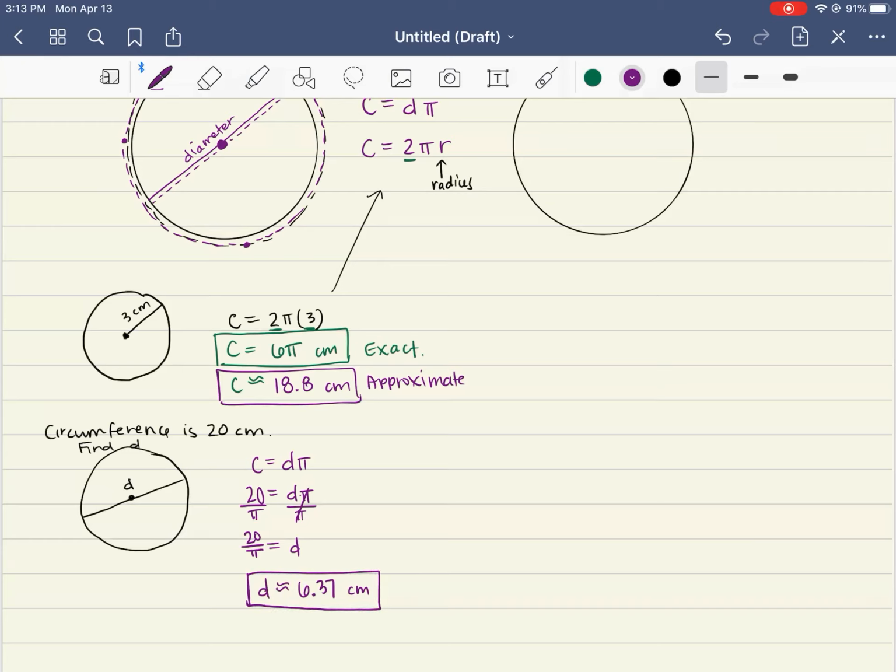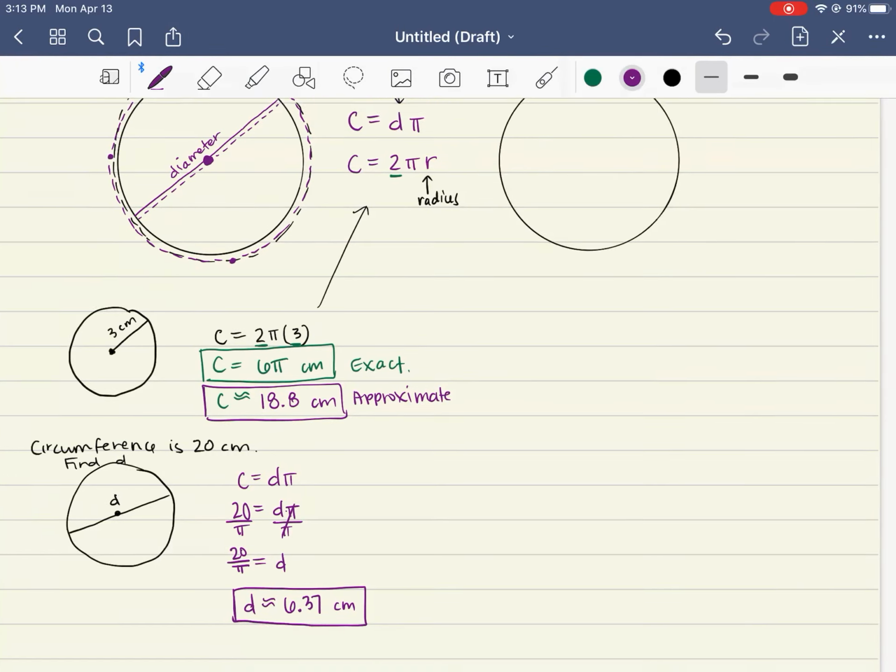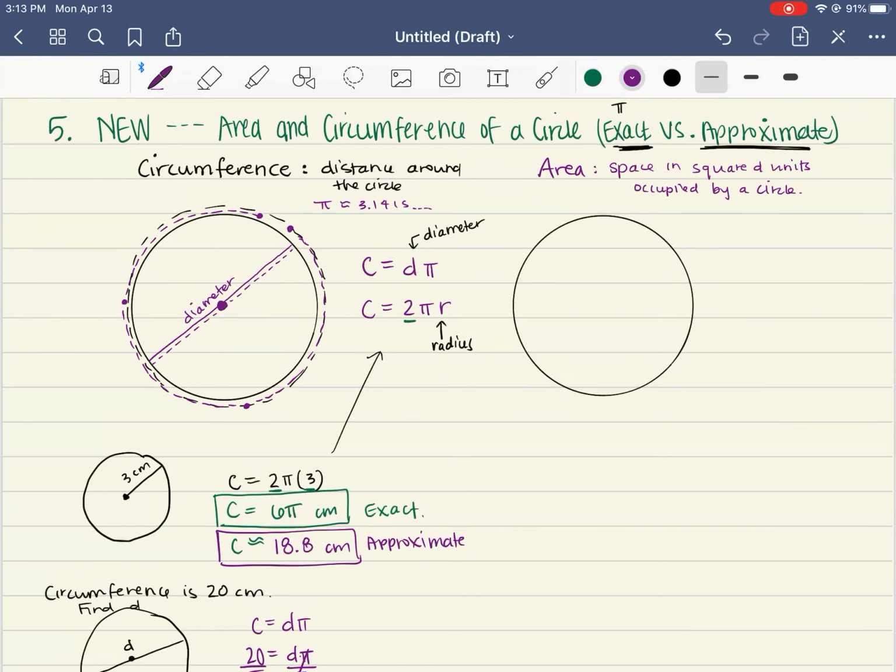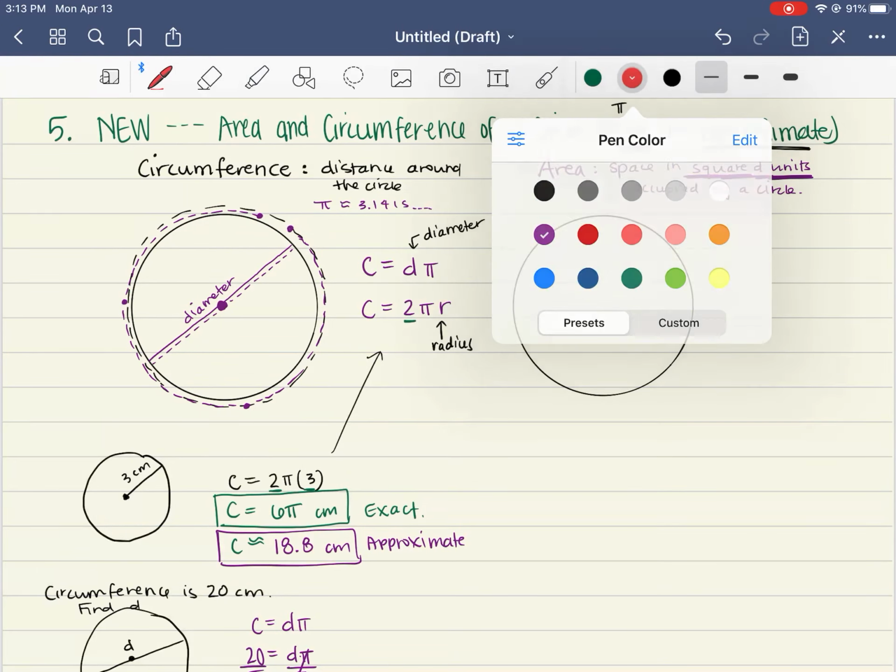And then if you ever want to check your answer, plug that back into the original formula and see if that really works. Okay, so there's our circumference. All right, let's talk about area. So area over here, this is the space in squared units. That's really important. When we're talking about area, we're no longer just talking about the distance around the outside of the circle. We're actually talking about the space inside.